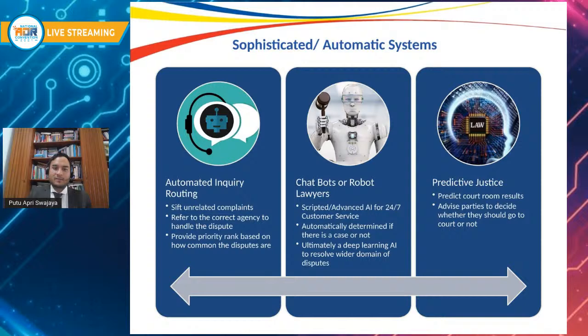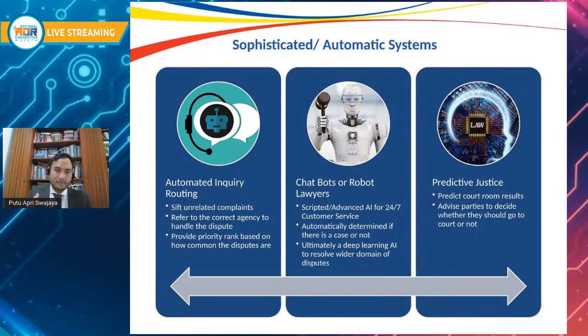Next tier is the chatbot or robot lawyers. Although most chatbots are still considered quite rudimentary as they are scripted to answer certain questions and domain, for example, such as automotive products only, consumer products. It is still very useful to help companies manage their customer service, providing users 24/7 self-help facility to resolve disputes.